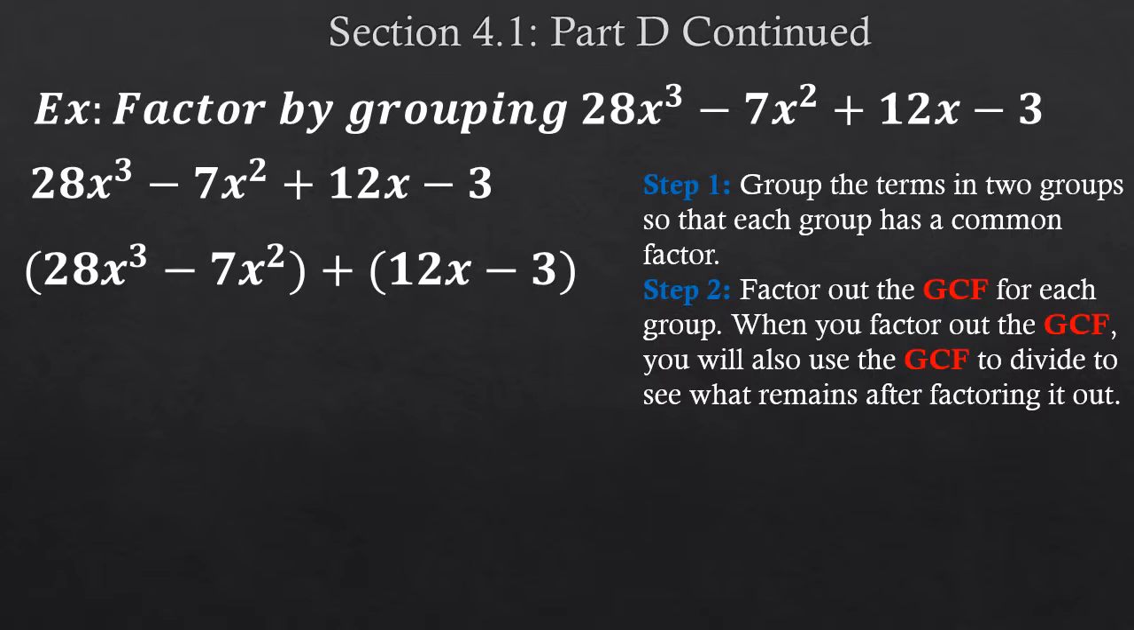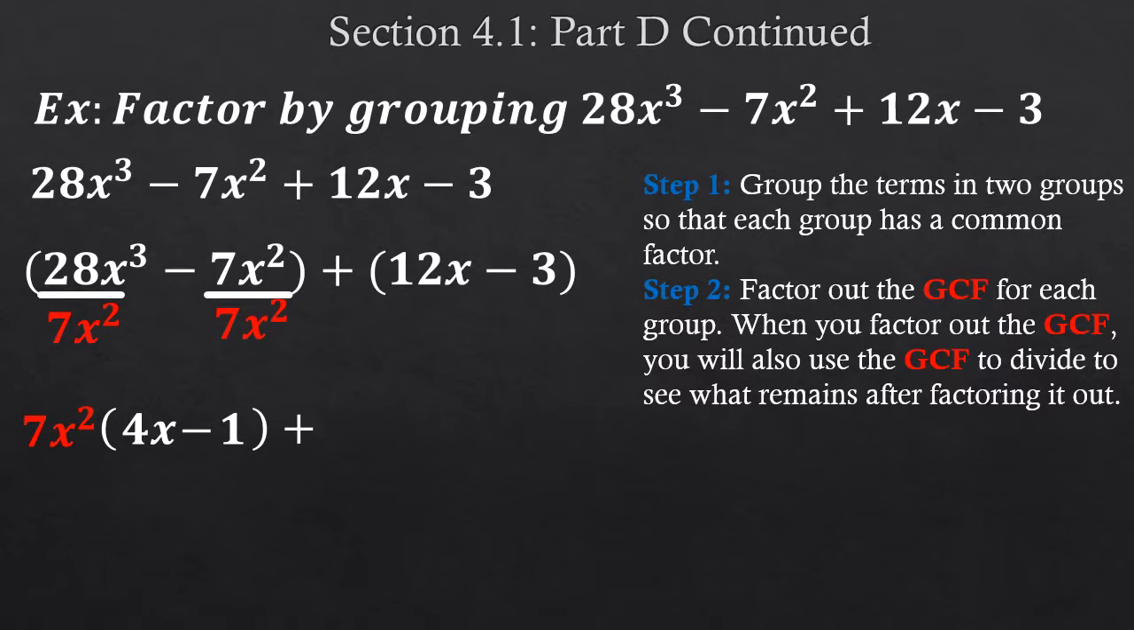So let's start with the first 2 terms. 28x to the third and 7x to the second has a GCF of 7x to the second. Why? Because 7 is the GCF for 28 and 7, and x squared is the GCF for x to the second and x to the third. Remember, when you take your GCF out, to divide by it because you want to know what remains on the inside. So if you do so, 28 divided by 7 leaves 4, and 2 x's from 3 x's leaves 1 x. Negative 7 divided by 7 is 1, and 2 x's from 2 x's leaves no x's. Okay, bring the sign in the middle down.